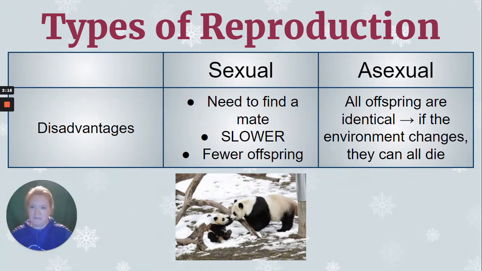So what about the disadvantages? Well, the disadvantages of sexual reproduction kind of relate to the advantages of asexual reproduction, okay? So the disadvantages of sexual reproduction. You need to find a mate. It's a slower process, and there's fewer offspring. In asexual reproduction, the disadvantage is that all offspring are identical. So if the environment changes, they can all die because they would all have the same characteristics.